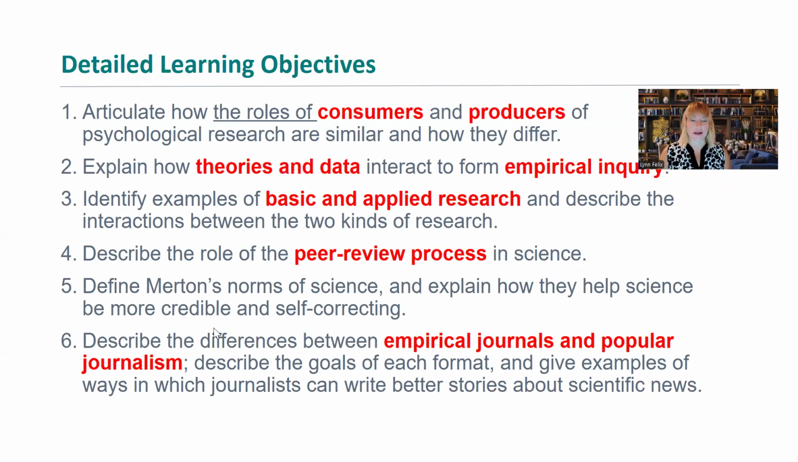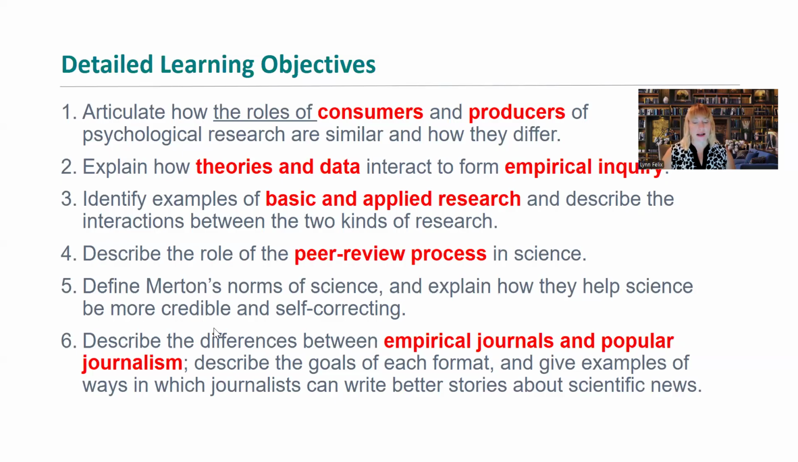So a little bit more into depth, more detailed learning. You're going to be able to articulate how the roles of consumers and producers of psychological research are similar and how they are different. You're going to be able to explain how theories and data interact to form empirical inquiry. You're going to be able to identify examples of basic and applied research and then describe the interactions between the two kinds of research. You're going to be able to describe the role of the peer review process in science, which we're going to cover.